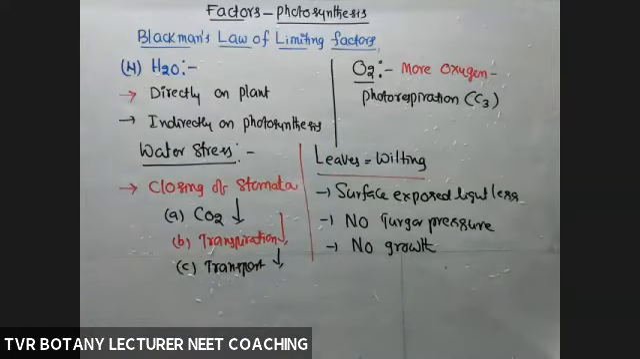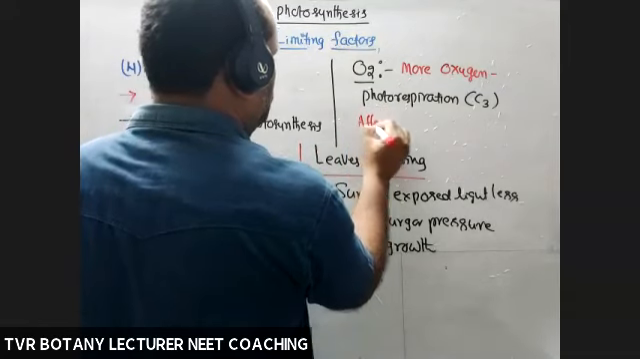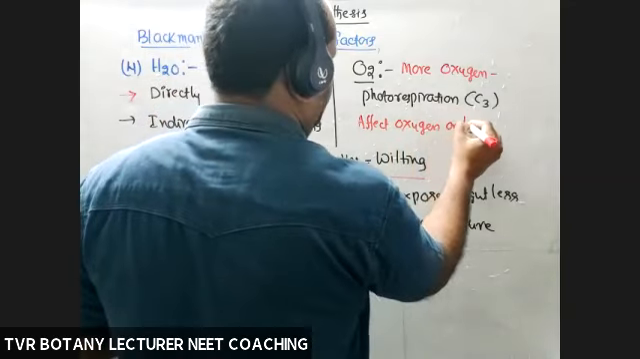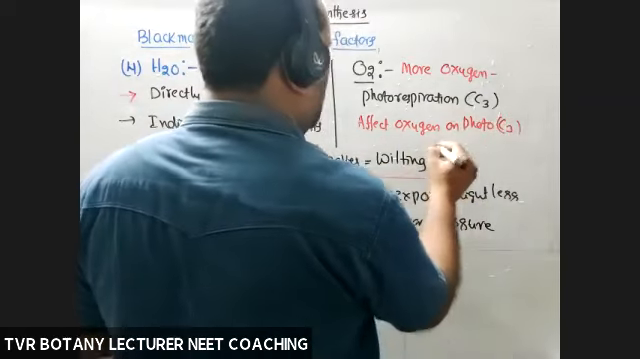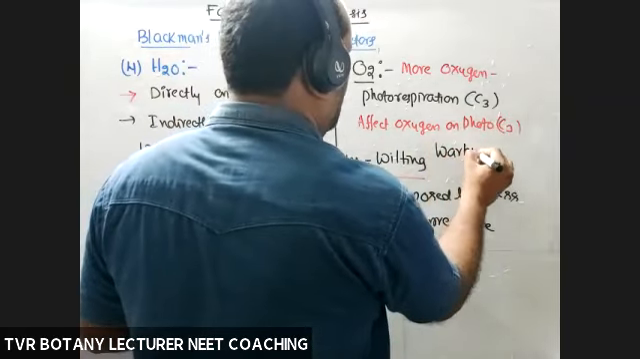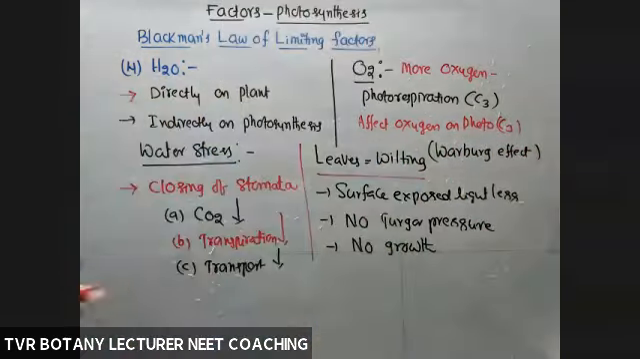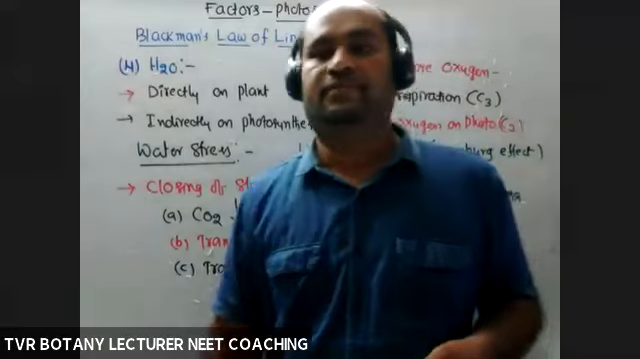In C3 plants, what about the rate of photosynthetic yield? Less. The impact of oxygen on photosynthesis in the case of C3 plants is called the Warburg effect. It favors, it encourages photorespiration particularly. So that's about the factors affecting the rate of photosynthesis.